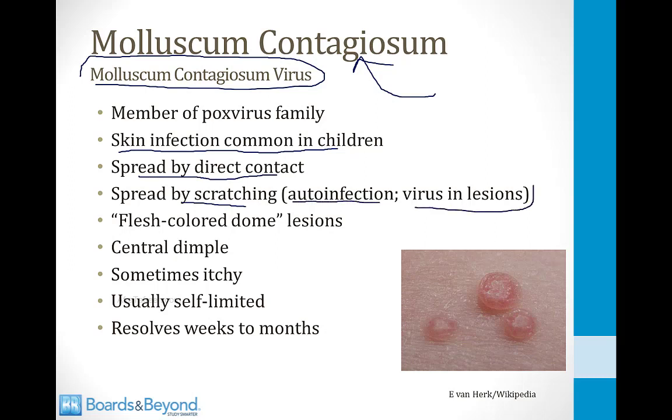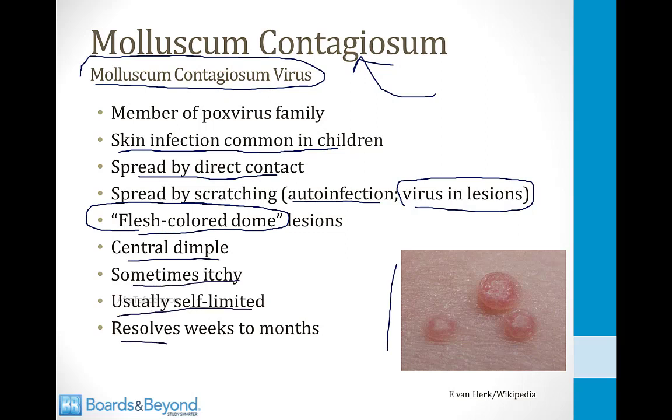The lesions are full of virus, so when you touch them, you can spread it to other people or other areas. They're described as flesh-colored domes, and this is a buzzword for the USMLE, and you can see in this picture that they look like flesh-colored domes. There's a central dimple, and then it's raised on the outside. Sometimes they're itchy. Usually this is a self-limited infection, and it resolves over a few weeks to months. And that concludes our module on DNA viruses.